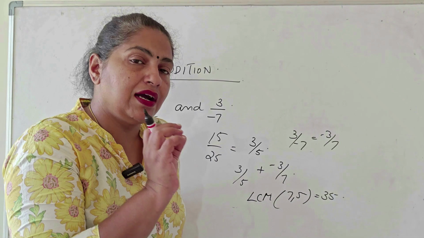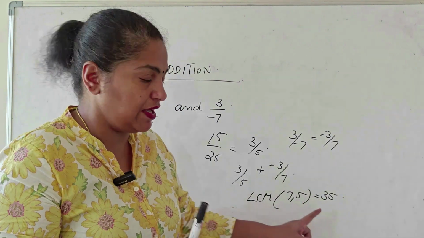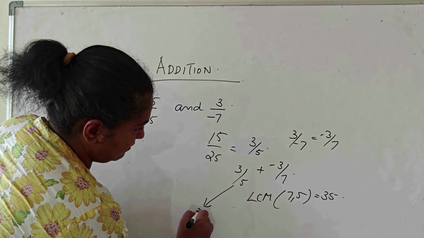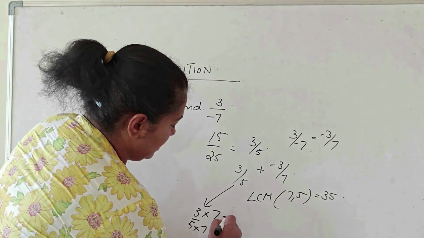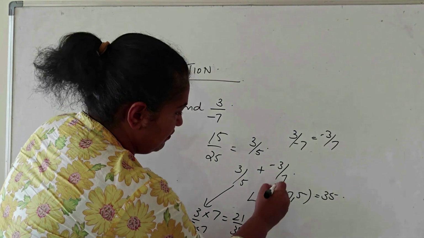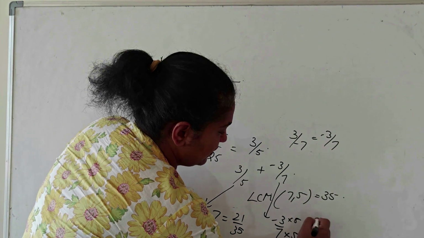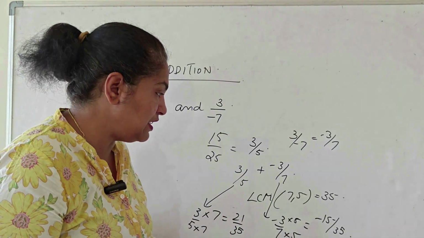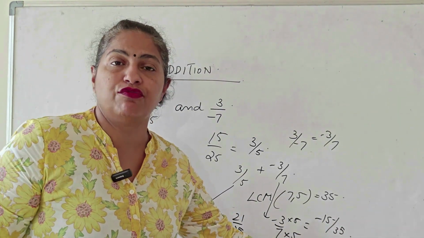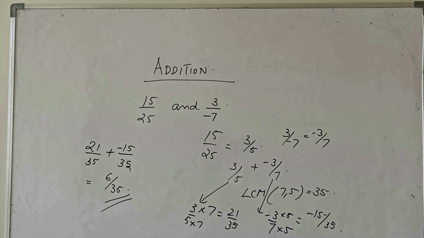Agreed. Now convert each of the rational numbers to an equivalent rational number with denominator 35. So 3 by 5, I can write as 3 into 7 by 5 into 7, giving me 21 by 35. And minus 3 by 7 can be written as minus 15 by 35. So now we are adding 21 by 35 and minus 15 by 35. Both of them have the same denominator. Now let us see what we are getting. You will get the final answer as 6 by 35.